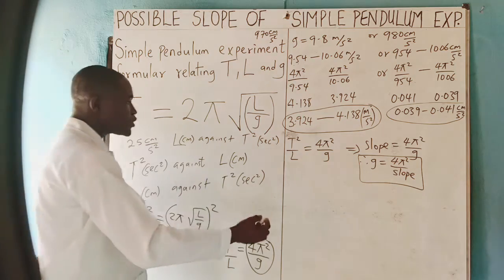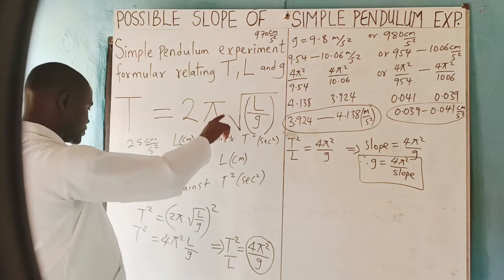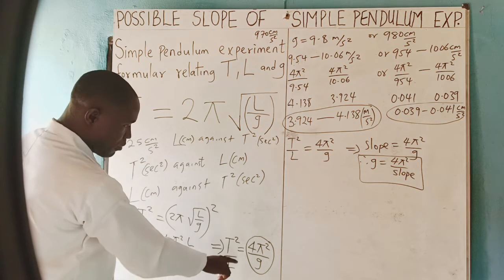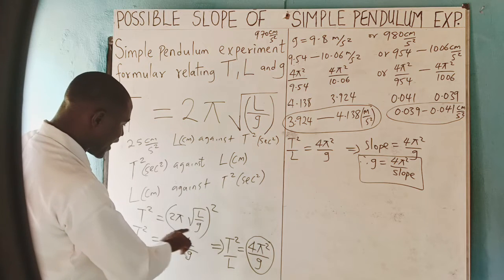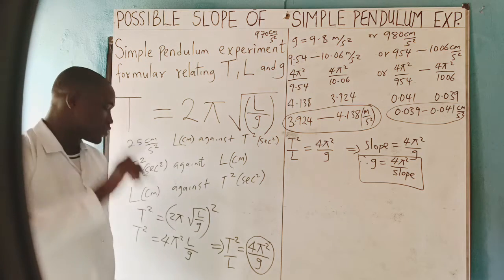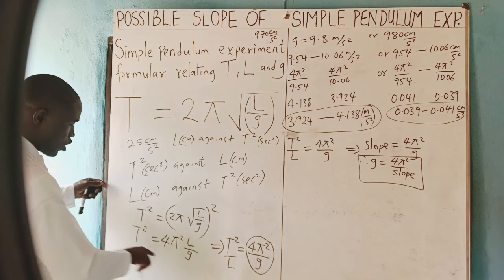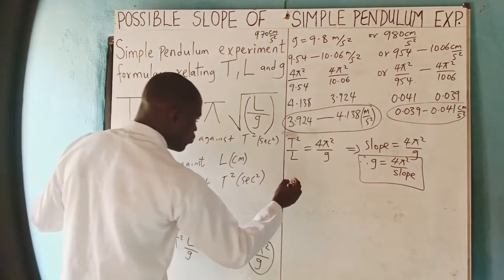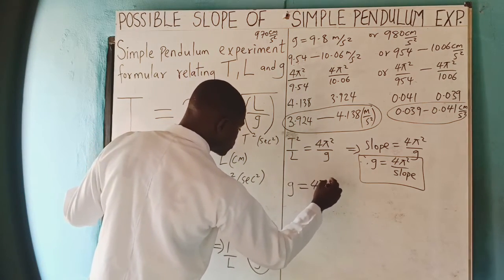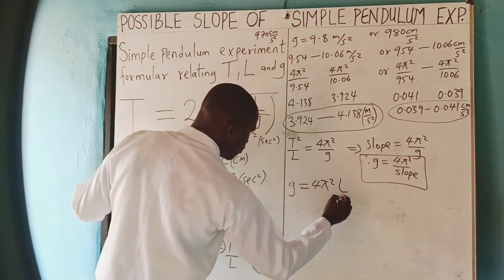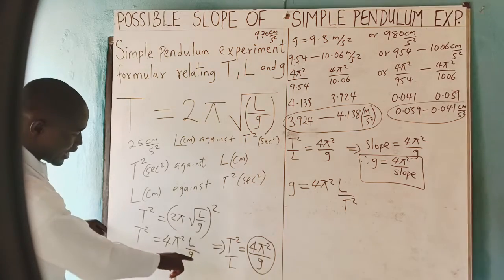Okay, for the one of L against T square, that means from this formula I have here, I have to modify it so that L will be at the numerator and T square will be at the denominator. So look at how I will do it. G will come up and T square will come down. We have G equals 4 pi square L over T square. What I just did is I carry T square down and carry G up.